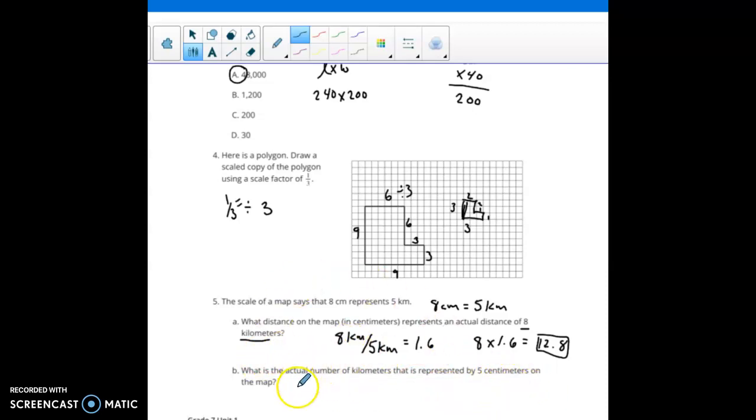Similar problem. We're going to take 5 centimeters, divide that by 8 centimeters, and we're going to get 0.625. We're going to take that number and multiply that by our kilometers. 5 kilometers times 0.625, and we're going to get 3.125. That's my answer. Awesome. I'm going to keep going here.